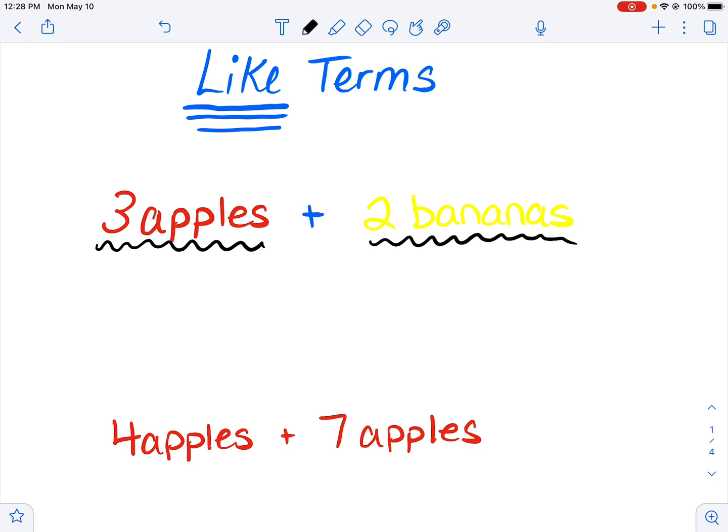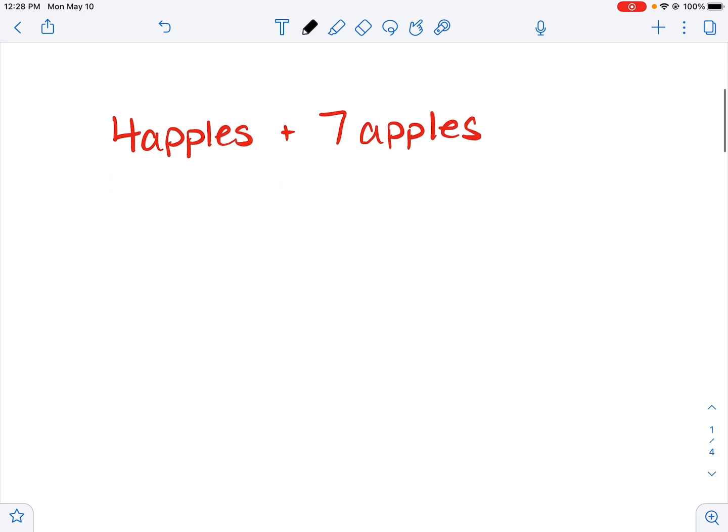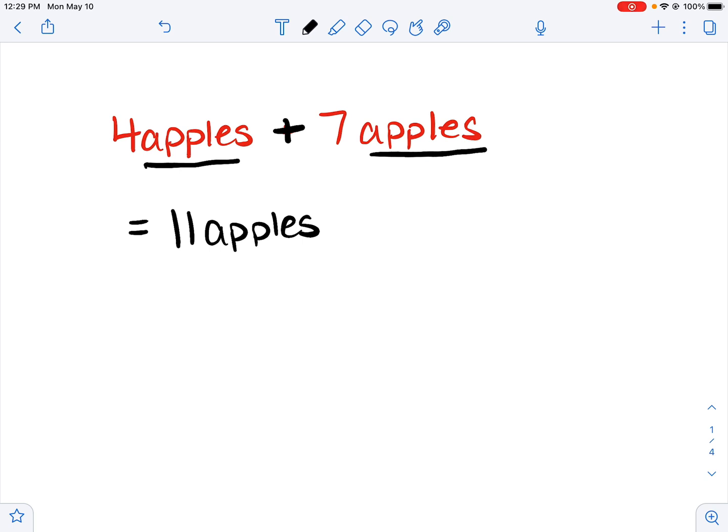Because they're not alike. They're not like terms. They're unlike. Okay, but what if you had 4 apples and 7 apples? You can add them together. That would equal 11 apples. In math, we call these things terms, and if they're the same, we call them like terms.